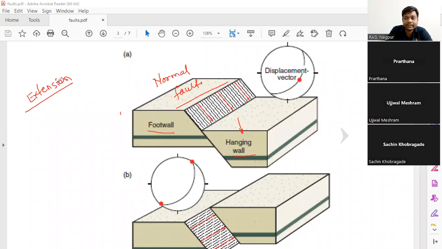And in case of a reverse fault or thrust fault, this will show compaction or compression. So with a normal fault you will see extension. With a reverse fault you will see compression.